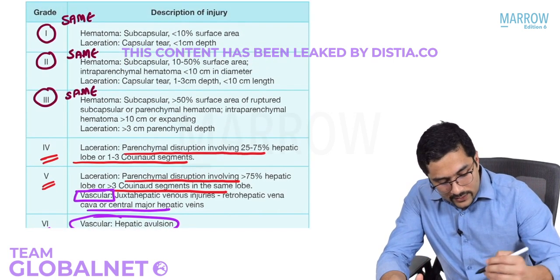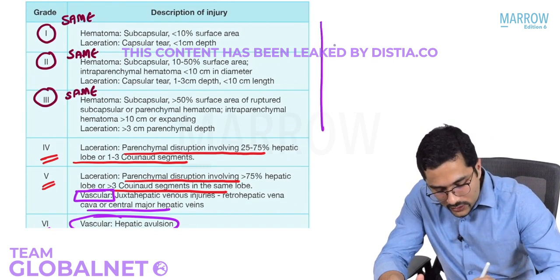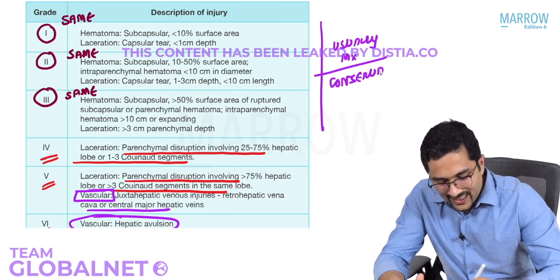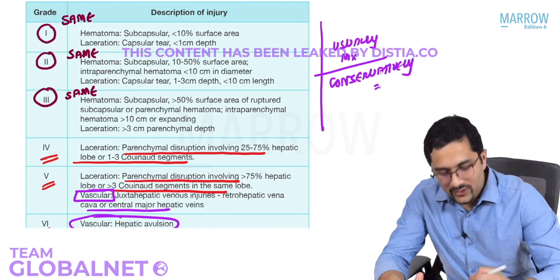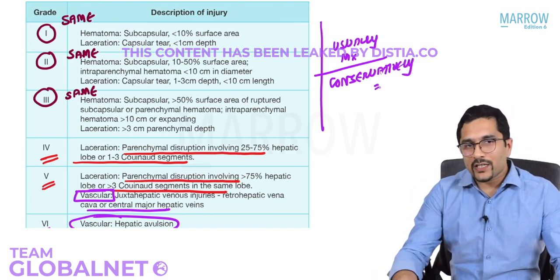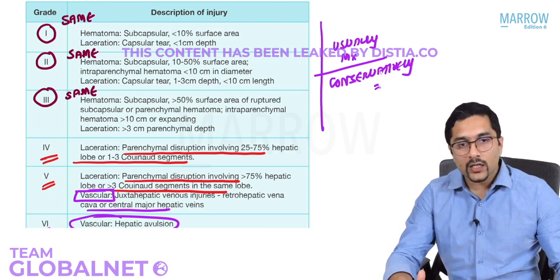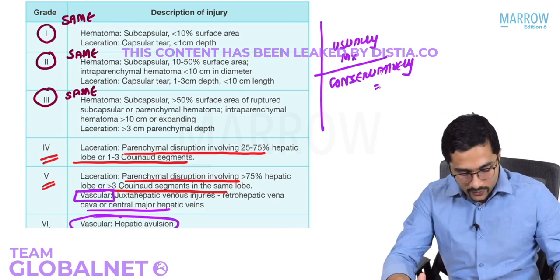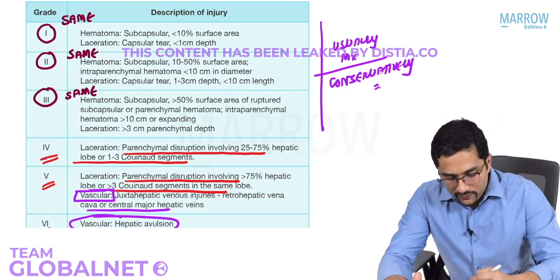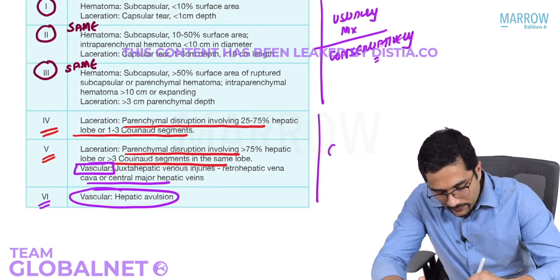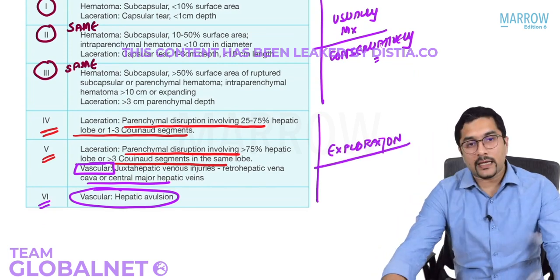And as we discussed, grade 1, 2 and 3 are usually managed conservatively. Conservative management, we've discussed, does not mean you dump them on the bed and forget about them. You will keep on monitoring these patients. You will do serial CT scans to see if the injury is progressing or not, but no active intervention is required. 4, 5 and 6 require exploration and management.